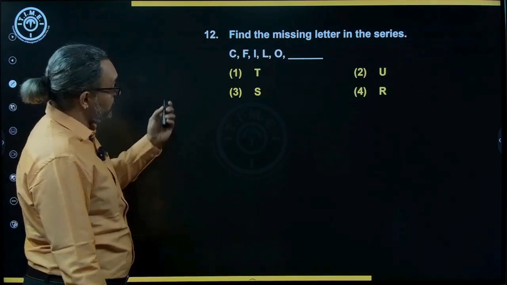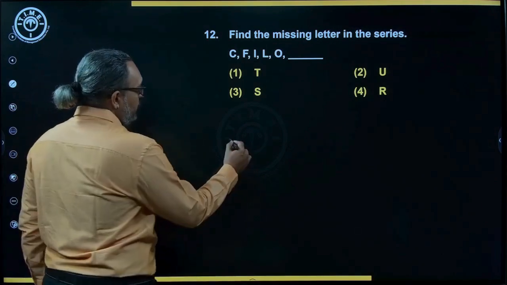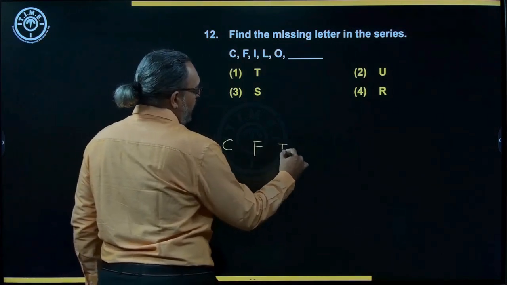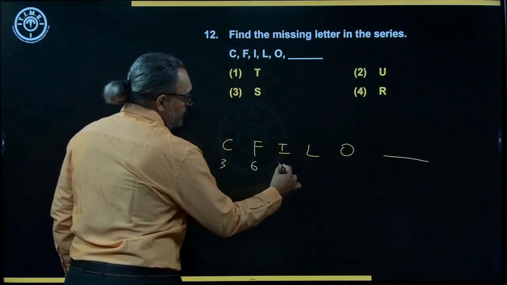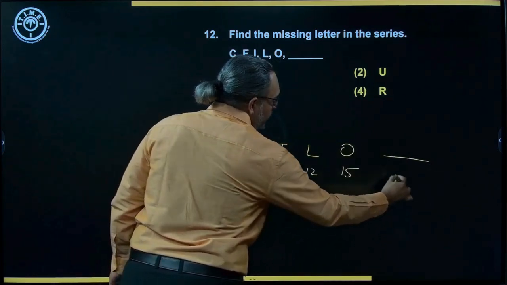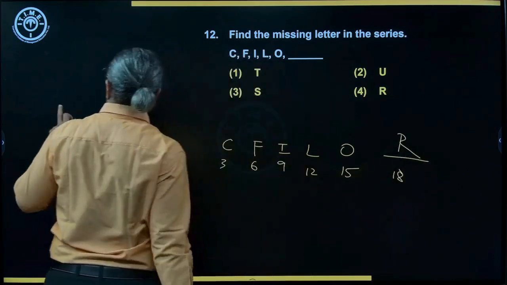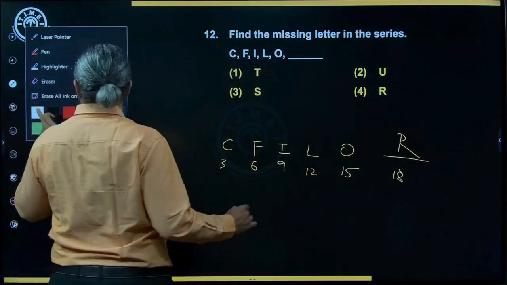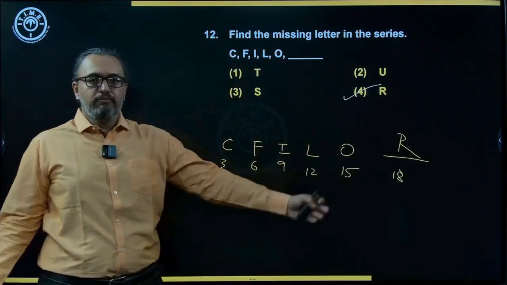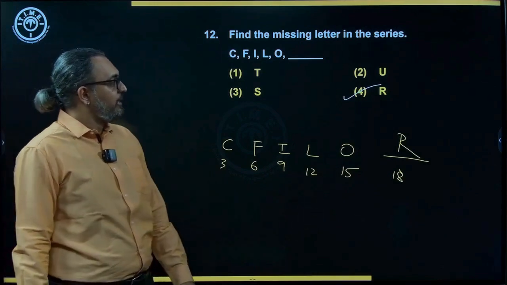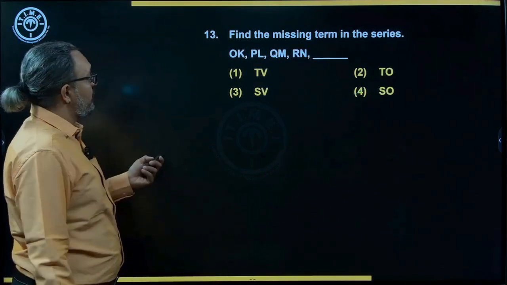Then next, letter series. So we have C, F, I, L, O, blank. So you have 3, 6, 9, 12, 15. The next is 18, which is R. And you do have that in option 4. So multiples of 3, correct?